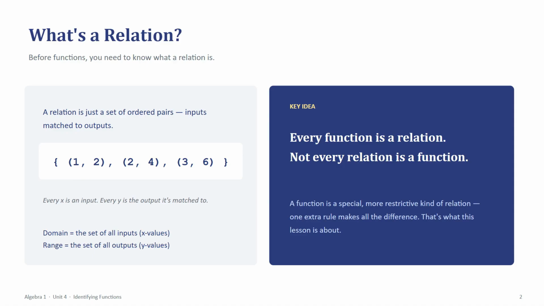The key idea is that every function is a relation, but not every relation is a function. A function is a special, more restrictive kind of relation. One extra rule makes all the difference. That is what this lesson is about.